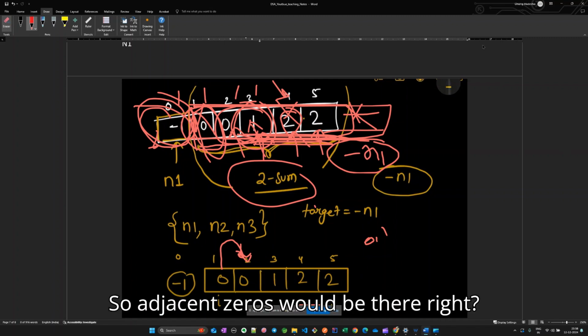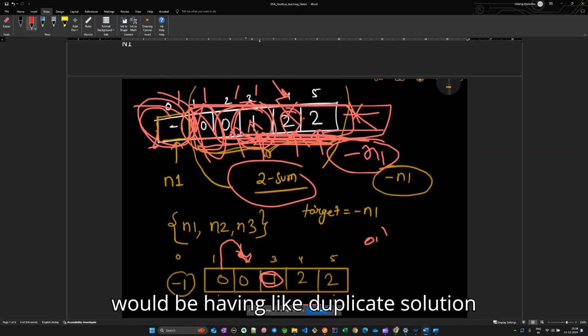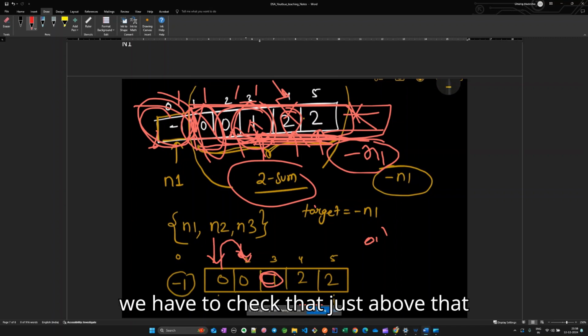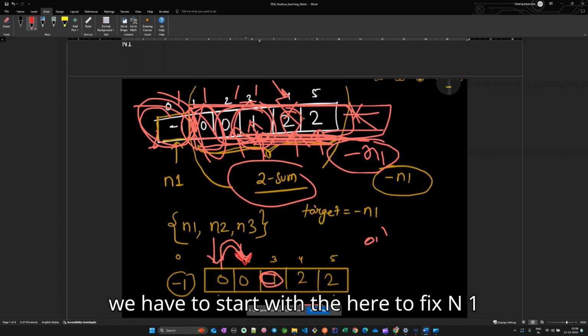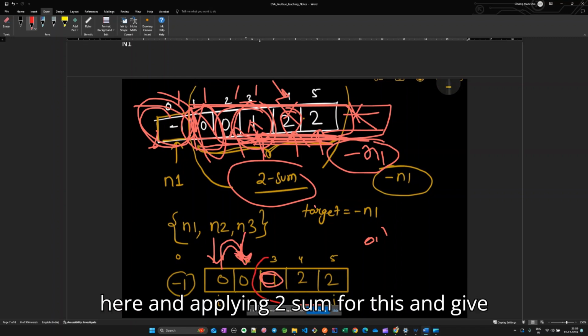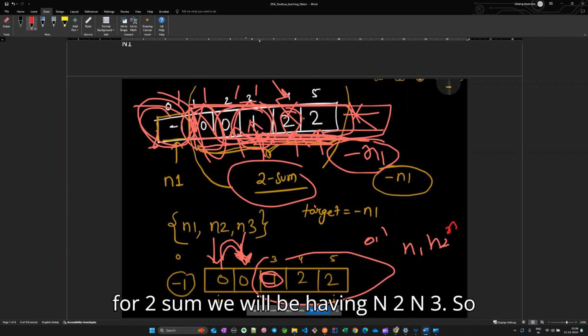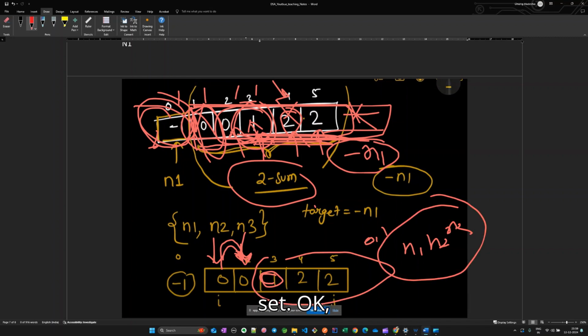So adjacent zeros would be there, right? For example, if there would be a 0, we would be having a duplicate solution, right? So when we are fixing n1, we have to check whether the element just above that n1 is the same or not. If it is the same, then we have to start from here, fix n1 here and apply two sum for this, and give the solution after that n1, and for two sum we will be giving n2 and n3. So this would be our final answer for the first set.